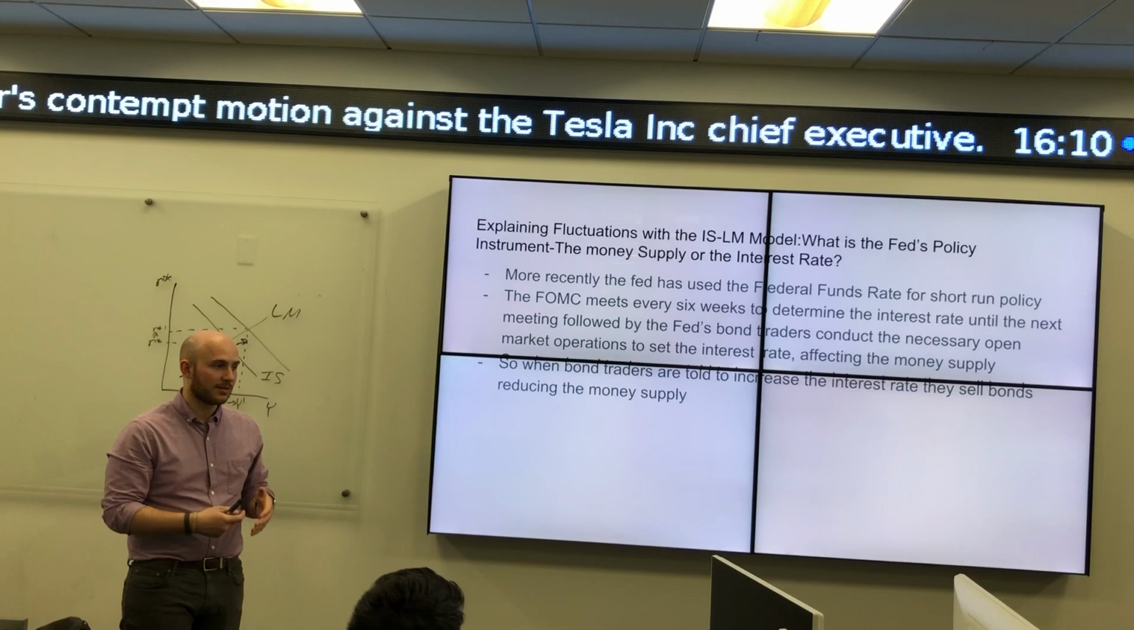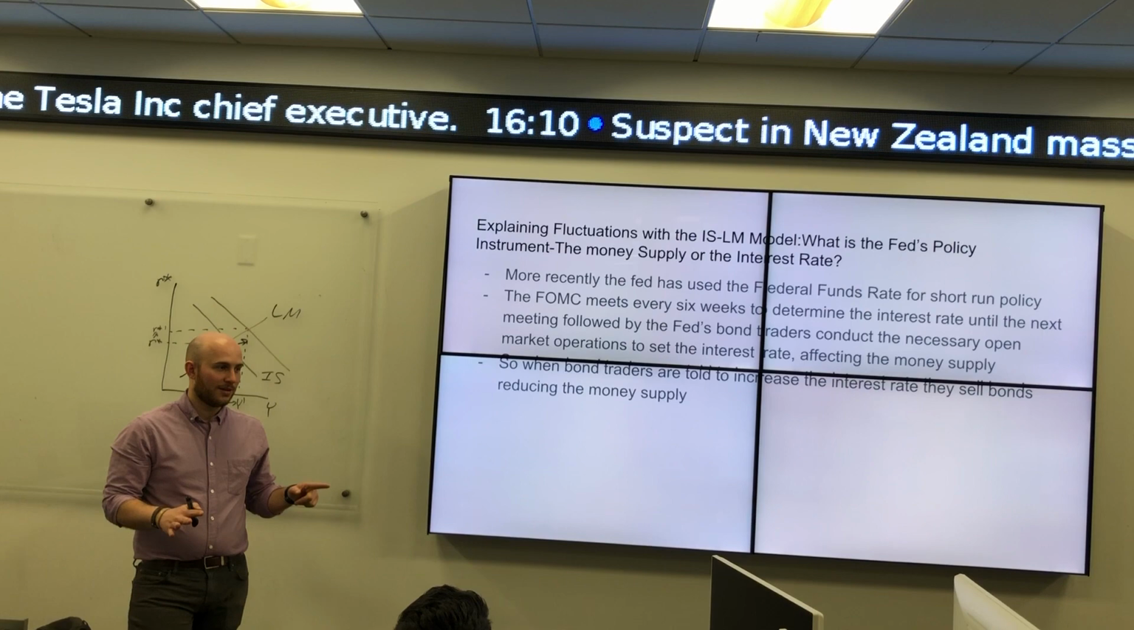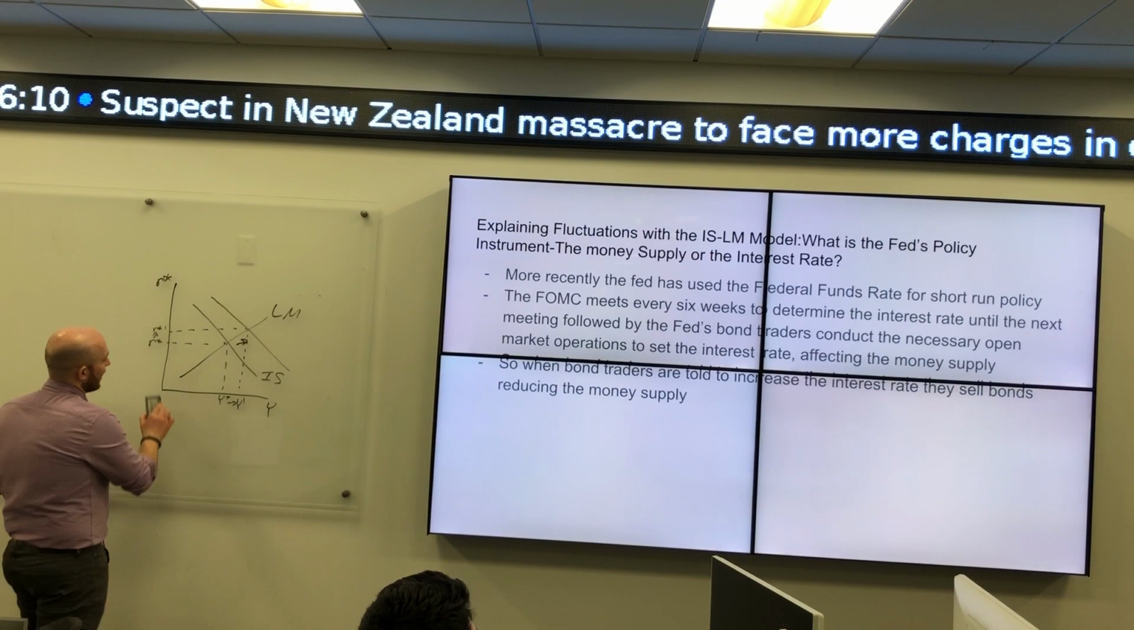Are you both familiar with the bond market at all? Not really. No? Ish. That doesn't count. All right. We're taking a detour.